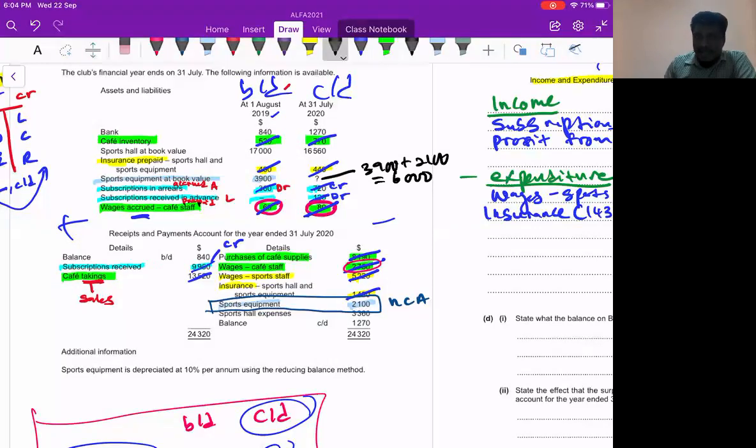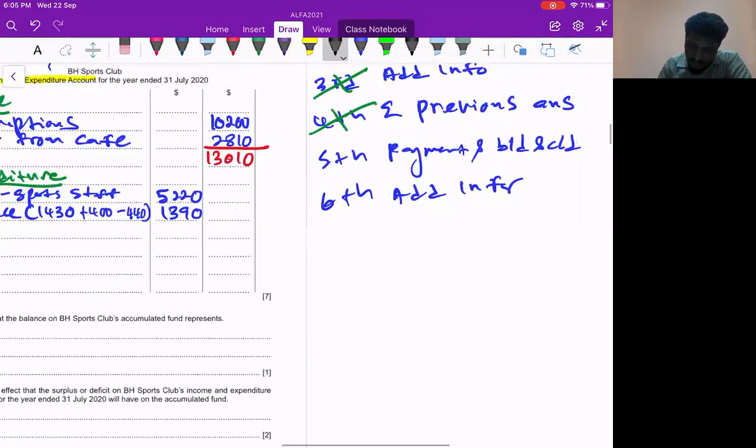Okay. So that one, nothing, just leave it first. Later we'll come back. And also we have a sports hall. If I want to go here, I'm doing this already. So the additional information, you can check the additional information also. Okay, so payment BDCD is nothing. We finished already. So together we do the payment BDCD.